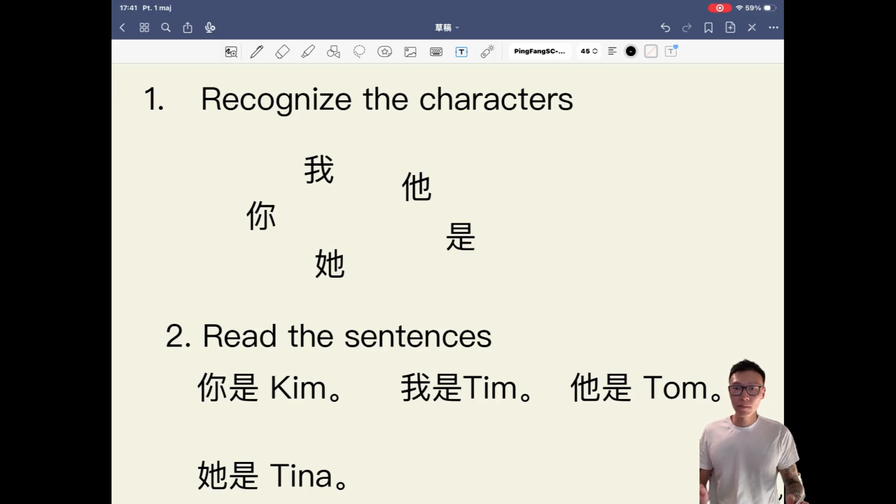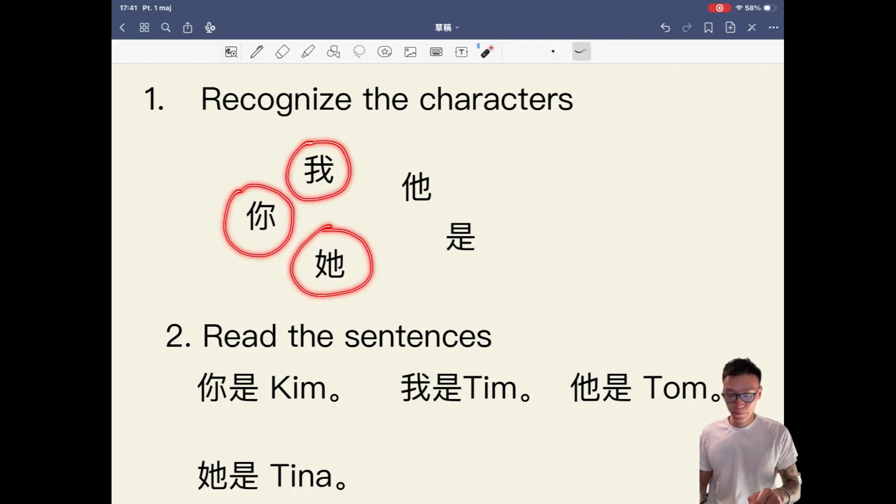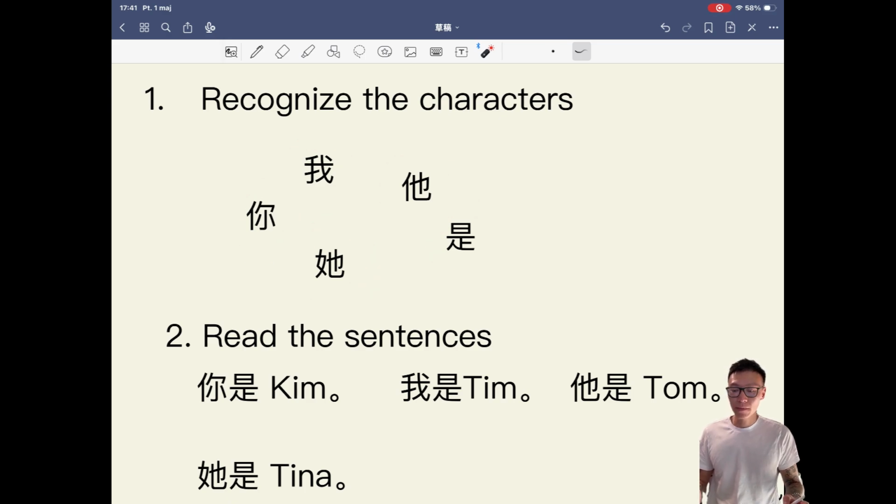In this part, I'm going to give you some exercises to help you enhance your knowledge of what we have learned in this lesson. In this lesson, we have talked about 5 characters, and they're here. You can see them. But this time, there's no pinyin. So the first exercise is to recognize the characters. Let's get started from this one.